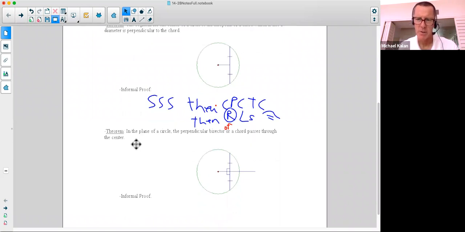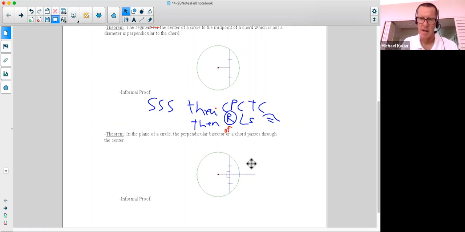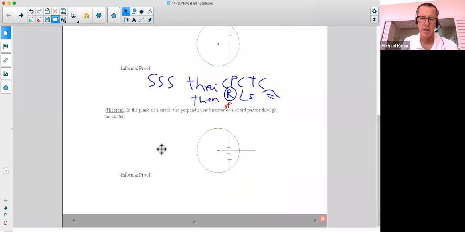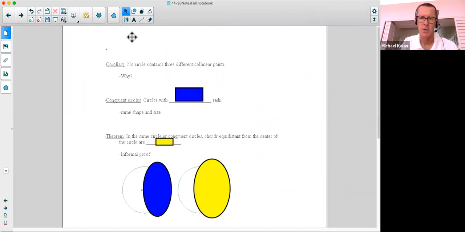In the plane of a circle, the perpendicular bisector of a chord passes through the center of the circle. All right, so again, we're not going to go through that one, but in a plane of a circle, the perpendicular bisector of a chord, right, passes through the center of the circle. Okay. All righty, onward and upward we go.